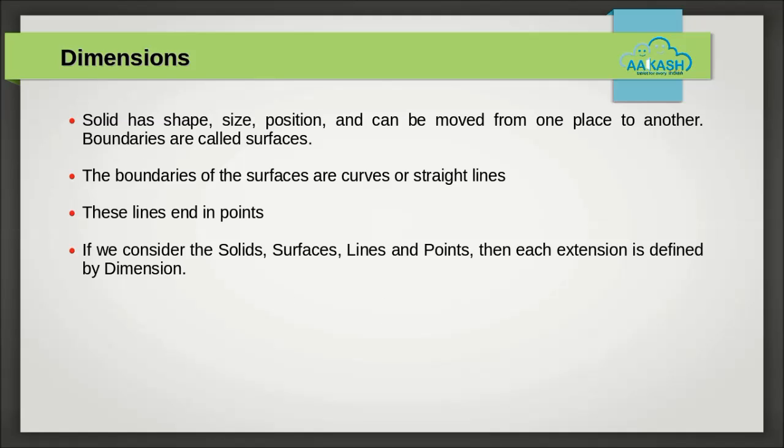Dimensions. A solid has shape, size, position, and can be moved from one place to another. These are three-dimensional entities. Boundaries are called surfaces, which are two-dimensional. The boundaries of the surfaces are curves or straight lines, which are one-dimensional. These lines end in points. Points do not have dimensions. If we consider the solids, surfaces, lines, and points, then each extension is defined by dimension.